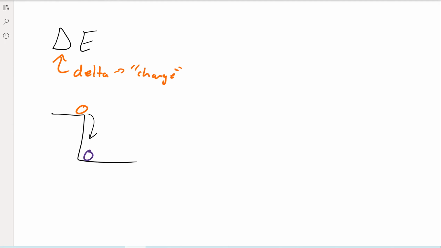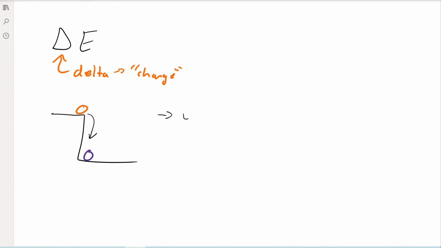All right, so when we talk about energy, we rarely talk about absolute energy. We usually talk about change in energy. And so that's what this triangle means. This is a delta symbol, and it just means change, right? So this is change in energy, right? So when this ball goes from up here to down here, we have a change in the energy.